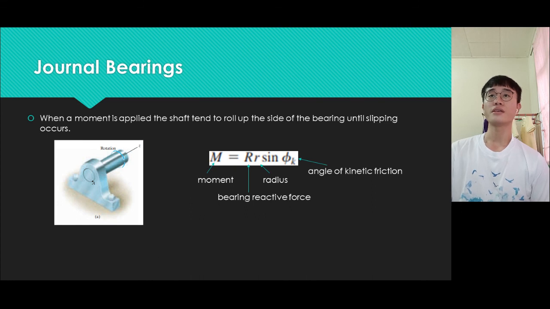Journal bearing. When a moment is applied, the shaft tends to roll up the side of the bearing until slipping occurs. When we encounter a question related to journal bearing, this equation can be used. The capital M represents the moment, the capital R represents the bearing reactive force, the small letter r is the radius, and phi k is the angle of kinetic friction.